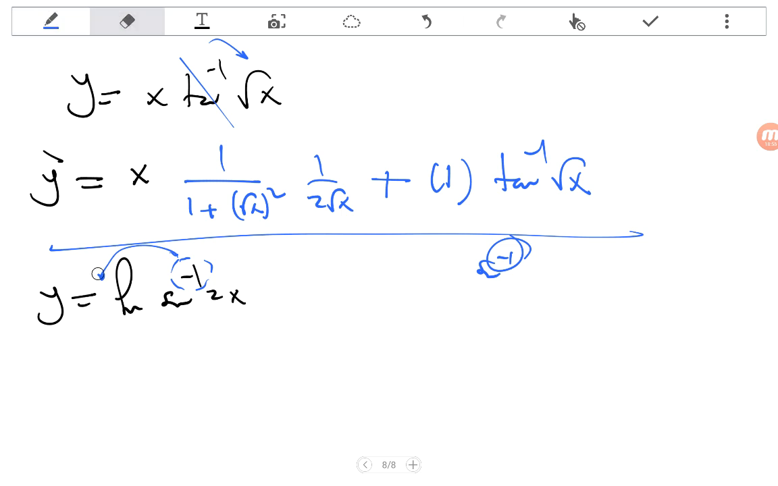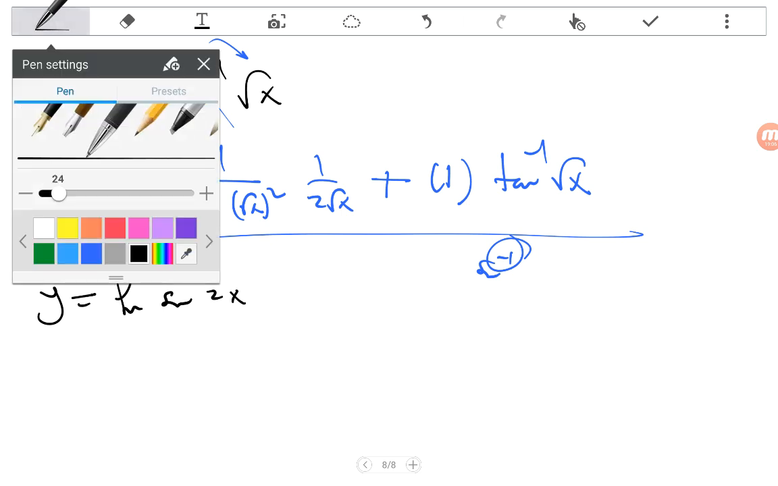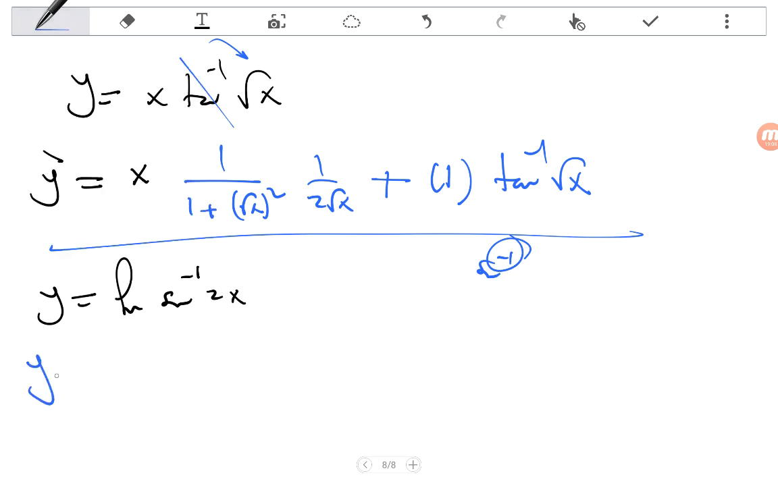So I cannot take this negative 1 and take it beside and apply the rule of the ln. I will just leave it as it is. Now I apply the derivative. I need to find the derivative of this expression.